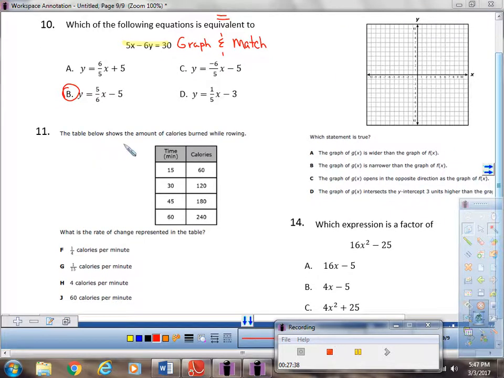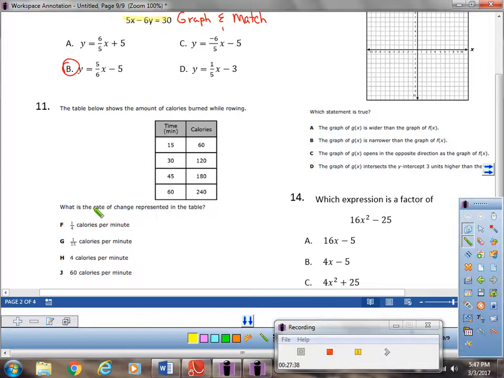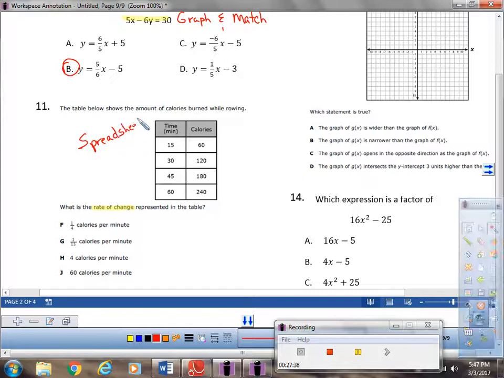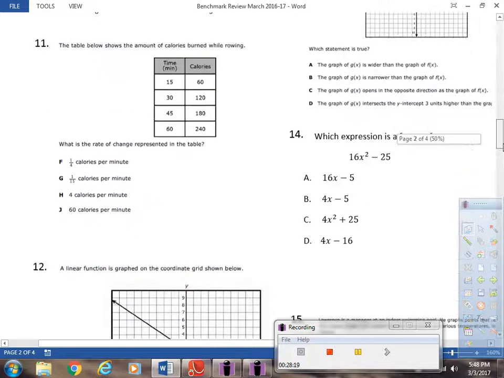Question 11, the table below shows the amount of calories burned while rowing. What is the rate of change? So on this one, you have your rate of change. You've got a table here, so you've done something like this before already. This would be the spreadsheet app. Here's your X, here's your Y. You're going to type it in the spreadsheet and then just do a menu 413. So I'm not going to do that again, to save us some time. But you would find out that the correct answer is H. Okay. All right, so let's look at number 12 next.